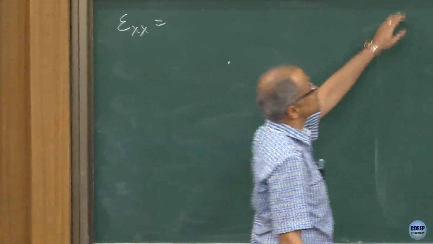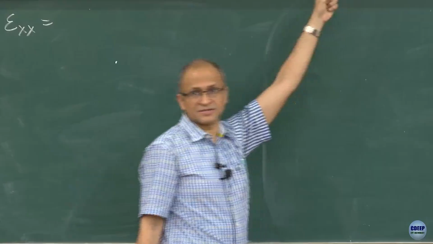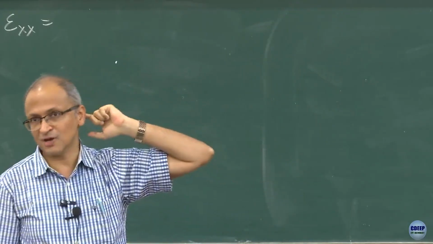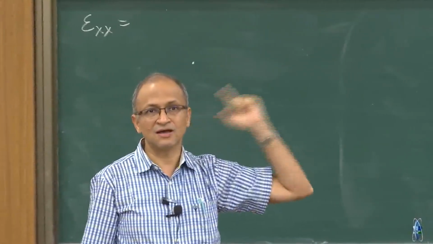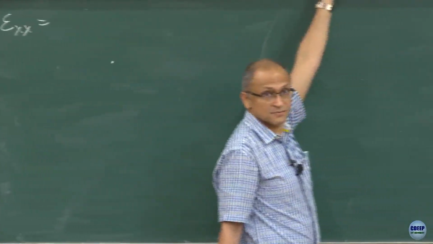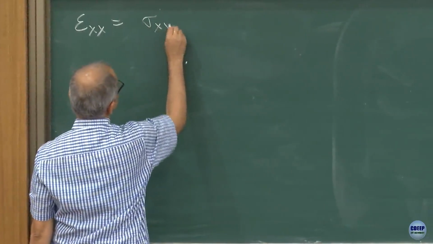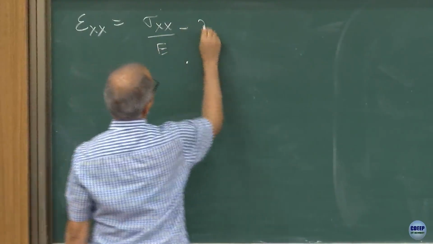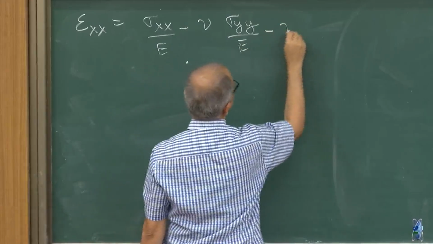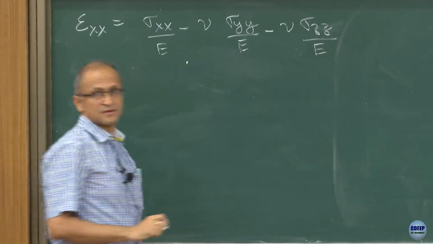So just like you can see that if I apply a sigma yy, I will get an epsilon xx, which is going to be with a minus nu upon E term, correct? Similarly, if I apply a sigma zz, I will again get an equivalent term like these terms here, right? So if I apply all three, I have to superimpose: minus nu times sigma yy upon E minus nu times sigma zz upon E, correct?